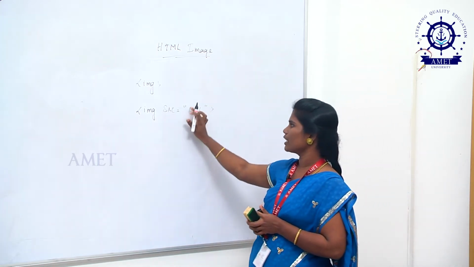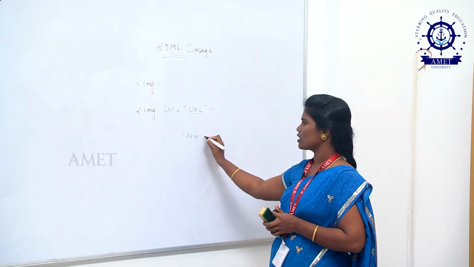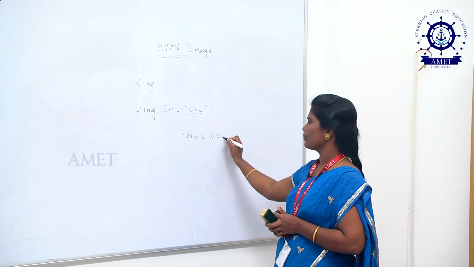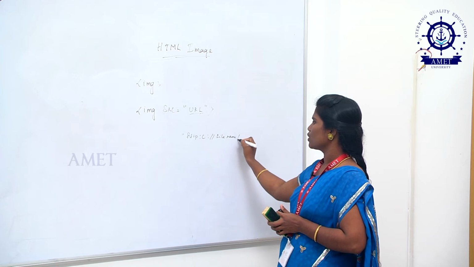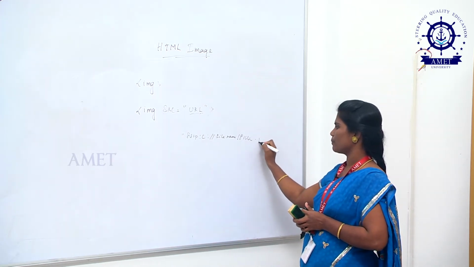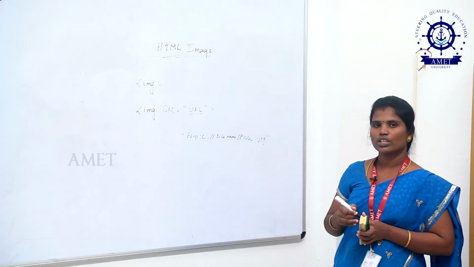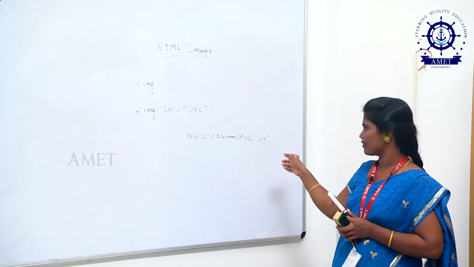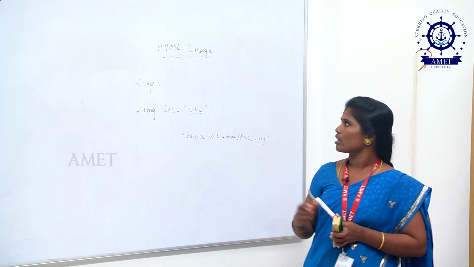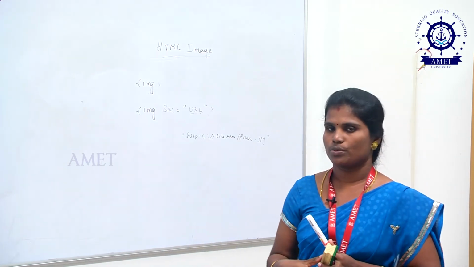When you are specifying the URL, you must specify the location, it may be C or D, then the file name, then you must give the picture name dot picture type, whether it is JPG or BMP. What type of picture you are inserting, that picture type you have to specify. So this is how we insert an image on the web page.